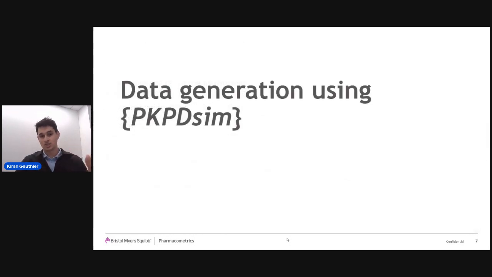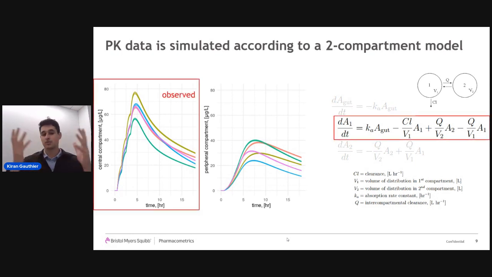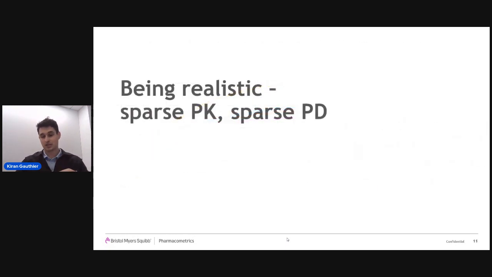Okay, so data generation using PKPD sim. I just assumed a 2-compartment model. Here I'm plotting the central and peripheral compartment for 5 individuals that I've sampled from a distribution. We're going to observe drug effect based on the central compartment, where our PD data is assumed to follow an Emax model. Hindsight 20/20, I really should have just done a linear model for this case because I could then recover the true values. In this case, I chose a 4-parameter Emax, so I can end up with an approximation. But in order to really validate the synthetic nature of the data, a linear model would have been better.